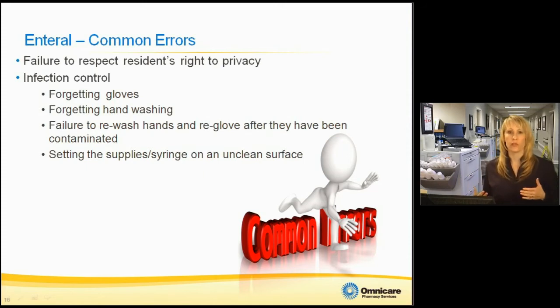So usually this is twofold. You're closing the curtain and you're closing the door to the room. And obviously infection control. People sometimes forget gloves, forget to wash their hands. They forget to wash their hands after they've touched the bed sheets or repositioned the tubes. Your hands and your gloves are now contaminated. Gloves aren't magic. The minute they touch something, they don't just get rid of all the germs. So you have to wash your hands and re-glove so that you're not contaminating things. Sometimes people will set the big syringe or other things on the blankets or other unclean surfaces, and then you've got contamination problems again.